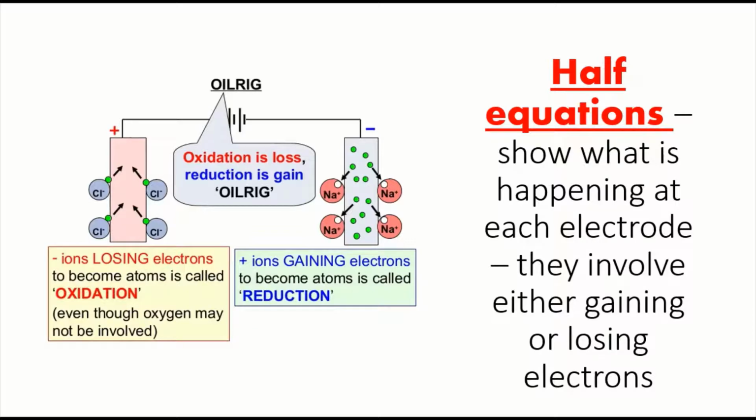So this is a general diagram showing what happens with the half equations. Half equations show what happens at each electrode, and they involve either gaining or losing electrons. I introduced yesterday this acronym, OILRIG: oxidation is loss, reduction is gain, when it's talking about electrons.